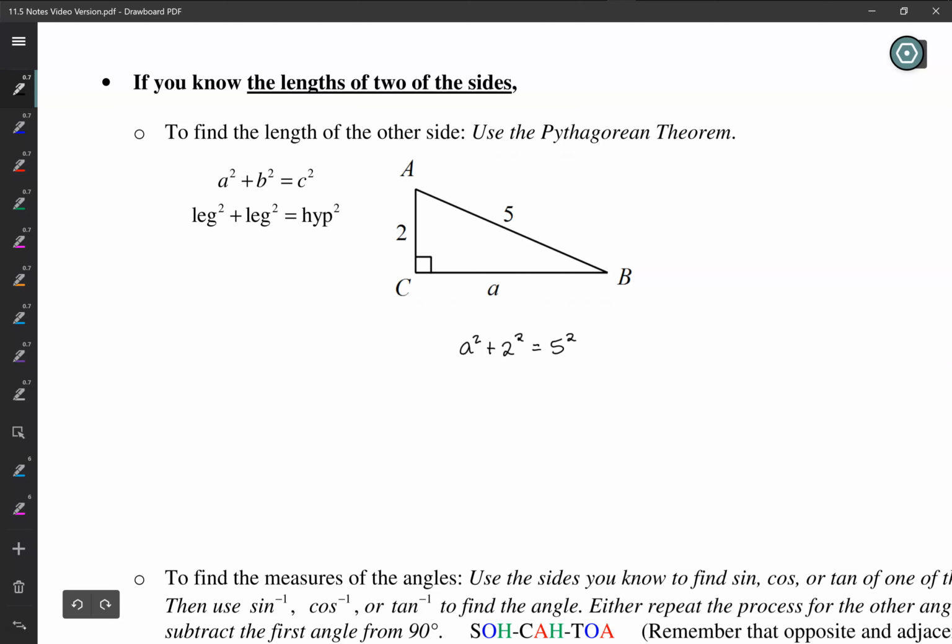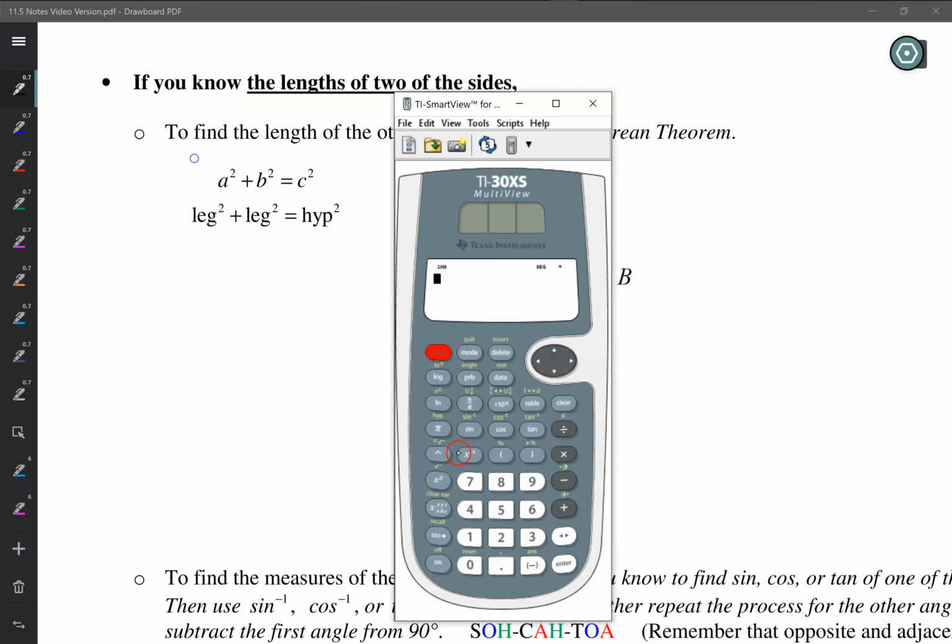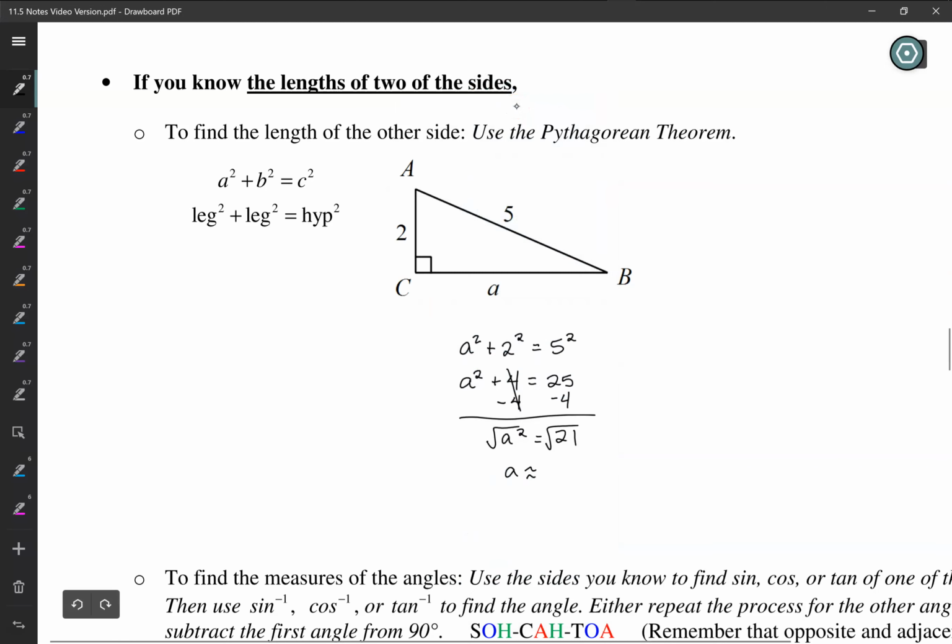And of course, always make sure that it's the hypotenuse squared that is over here by itself. So this is a squared plus 4 equals 25. We need a squared by itself, so subtract 4 from both sides. That gives you a squared equals 21. Take the square root, and we're going to go ahead and round to the nearest tenth on this type of problem, unless it tells you otherwise. So I'm going to get a decimal here. It's about 4.6.